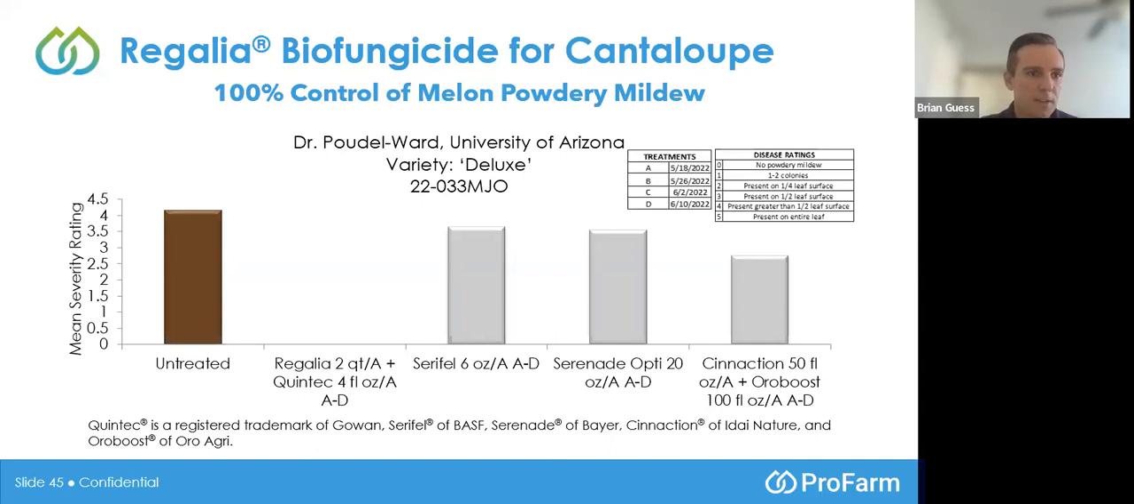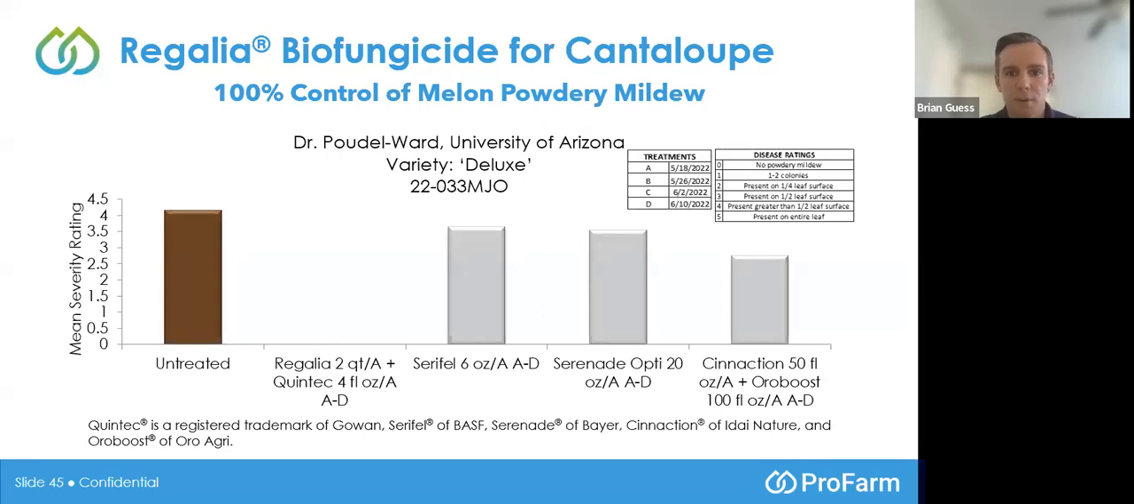On the y-axis, it was the mean severity rating. The brown column, first treatment, untreated control. Disease pressure was high in this trial. We go to the second treatment, Regalia at 2 quarts per acre, tank mixed with Quintec at 4 fluid ounces per acre, applied at all 4 treatment timings. We had 100% control of powdery mildew in this trial.